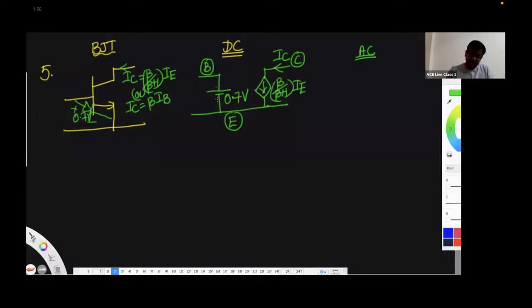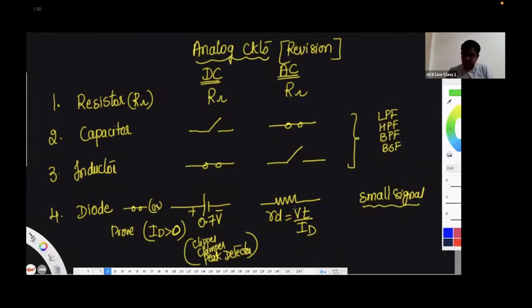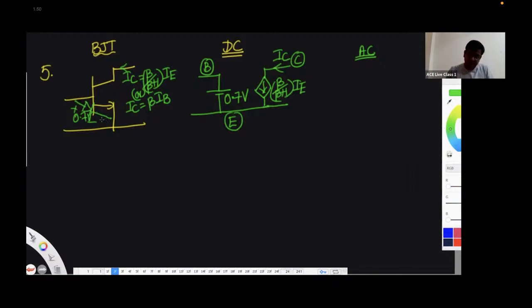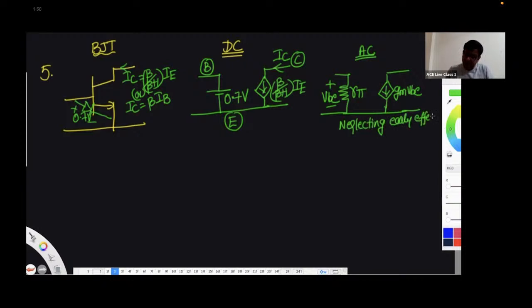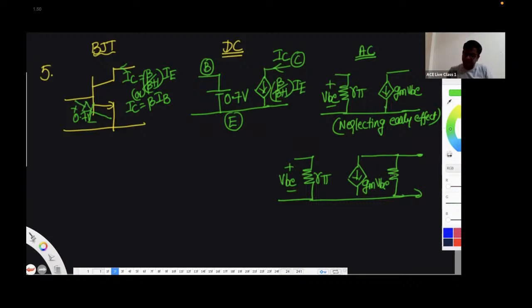AC picture, the diode for small signal, we have seen a resistor. So because this is a diode here at the input side, you have to put a resistor here. So what is the resistance? r_pi. This will be g_m v_pi. So this is the AC model neglecting early effects. But if you consider early effects, then you have to include another resistor here. So with this model, by applying Kirchhoff's laws, you can solve BJT in AC analysis.